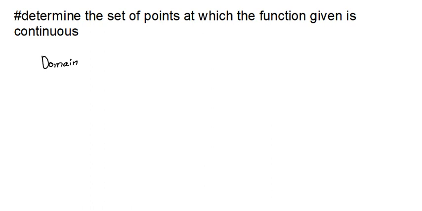So let me give this example. Let's say you have a function f of x equals 1 over 2 minus x. This is a rational function, and this function is going to be continuous, we said, on its domain. And how do we get the domain of this function? We focus our attention on the denominator, but this is only the case because of how the function is.